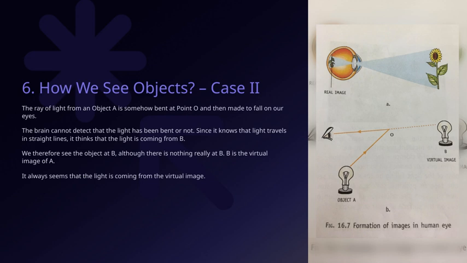B, in this case, is what we call a virtual image. It's not really there, but our brain perceives it as if it is. The key idea here is that we always perceive objects as if the light rays are straight, coming from these virtual images, even when the rays have been bent or refracted along the way. This concept connects directly to our overall understanding of optics. Our perception is based on how the brain interprets the light rays it receives, regardless of what actually happens to those rays along their path.